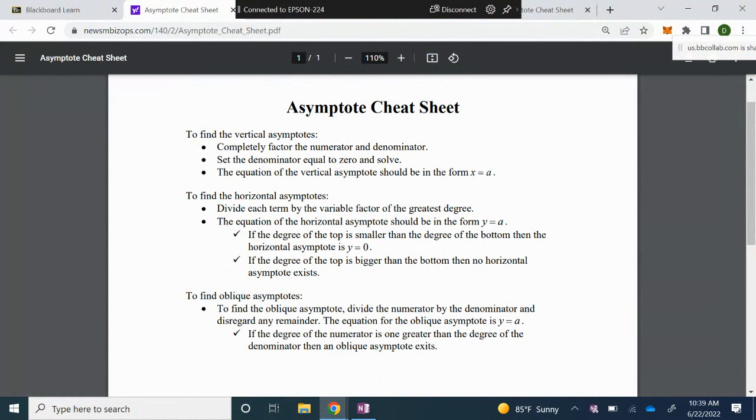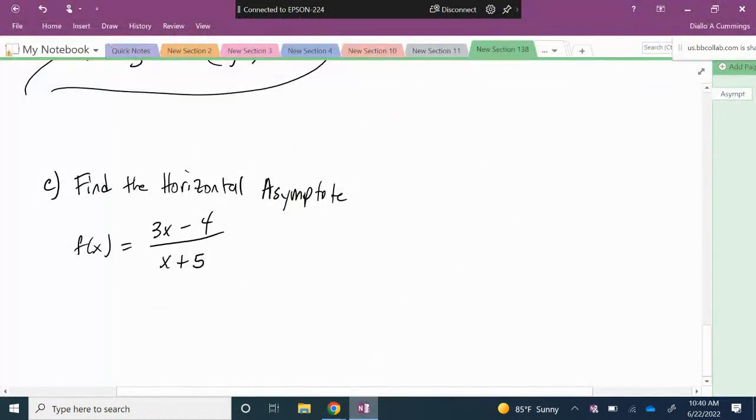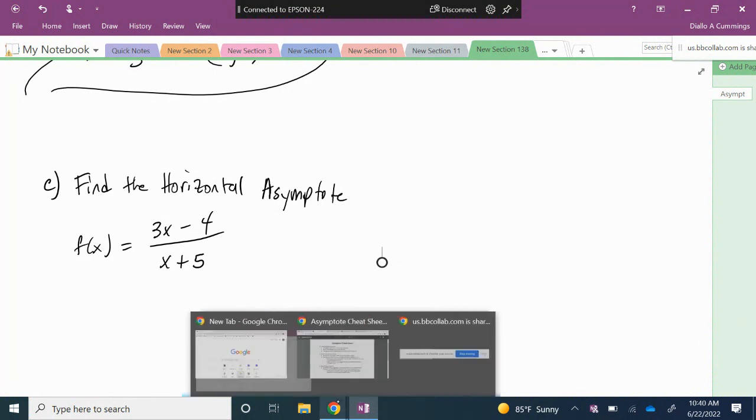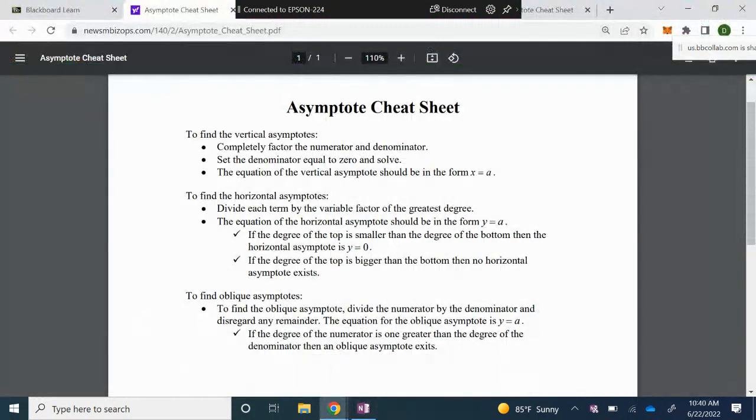Okay, so if I go back to the cheat sheet, the first thing I'm going to do is look at the checkpoints. The first checkpoint says if the degree of the top is smaller than the degree of the bottom, then the horizontal asymptote is y equals 0. As I look at this equation, the degree of the numerator is 1 and the degree of the denominator is 1. So both of the degrees are the same, right? So the first checkpoint does not apply.